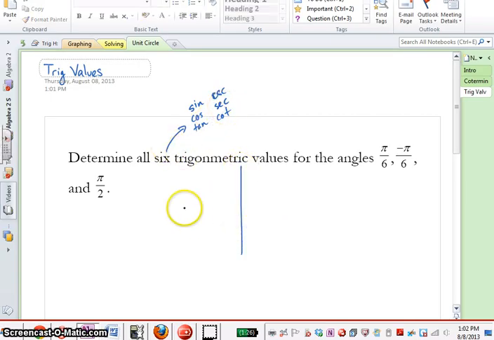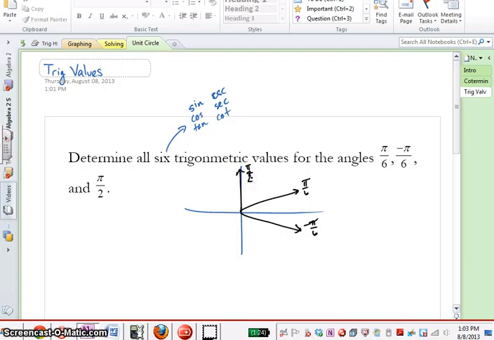And we're asked to do this for 3 different angles. We're asked to use pi over 6, the opposite, negative pi over 6, going in the opposite direction from the positive x-axis, and pi over 2. At this point, you can try to draw right triangles to help yourself to get these numbers, but we want to try to work on knowing the unit circle, knowing the values that come up from these angles.